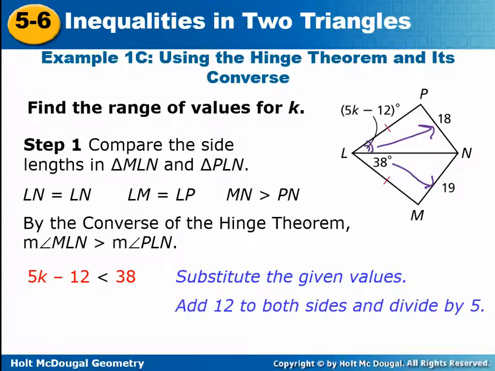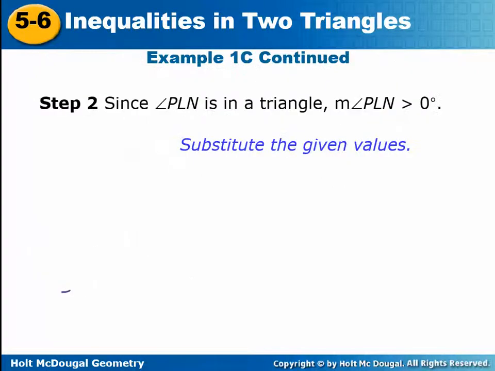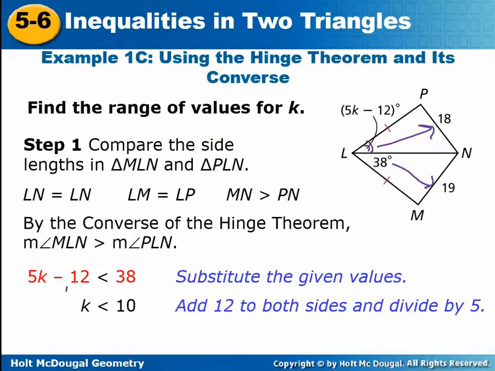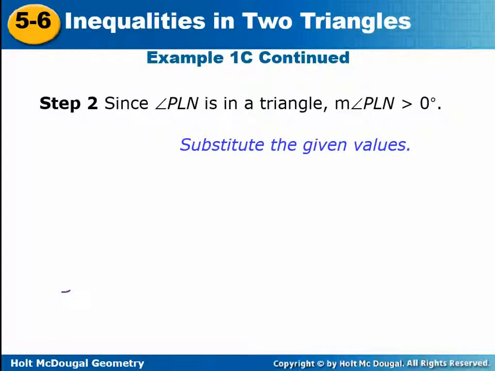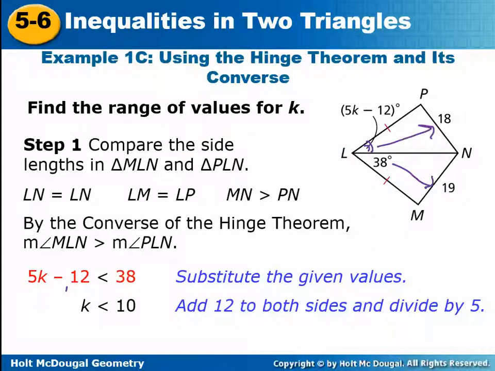Then we add 12 to both sides. They're doing this all in one step. Add 12. And we get 5k is less than 50. Then they divided both sides by 5, and they got k is less than 10. So k here has to be less than 10. Now, it also has to be greater than something. So we know that it has to be less than 10. That's part of our answer.